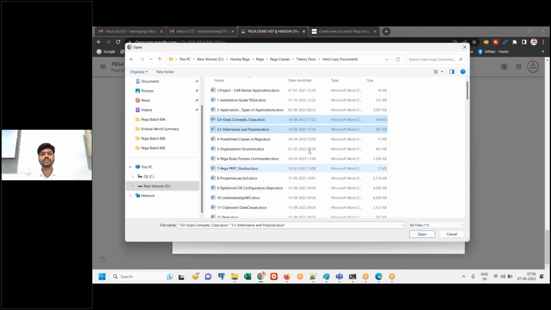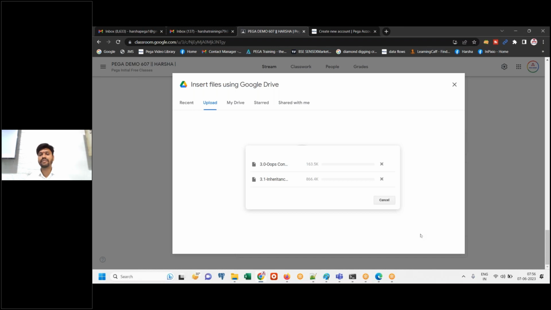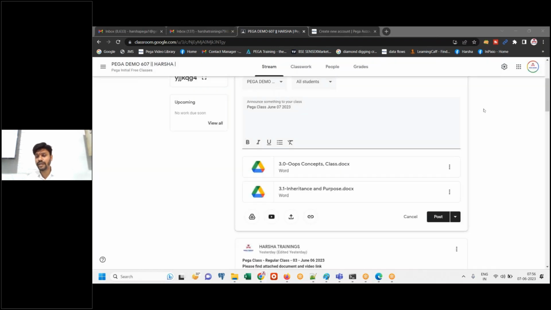Harsha, I'm attaching this too, I think this is for tomorrow. OOPS concepts. Okay, I will attach this one also. Further inheritance, I will explain going forward. Predefined class also. Yes, please go ahead.